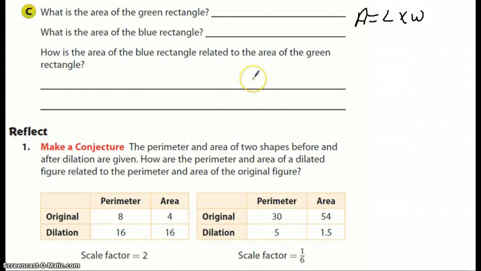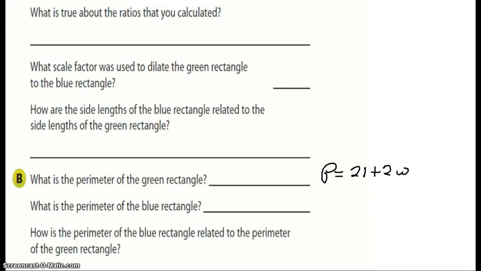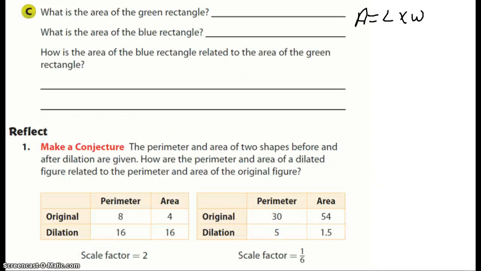And once you finish with C, take a look at the number 1 reflection, where it says look at this information. The perimeter and area of two shapes below after dilation are given. How are the perimeter and area of a dilated figure related to the perimeter and area of the original figure? So you want to answer these questions too. Please go back and start from here, stop it, and fill out the information. Then go to this particular slide, stop it, and fill out the information. Then on this particular slide, I did put the formulas up there for you. Stop it, and fill out this information.